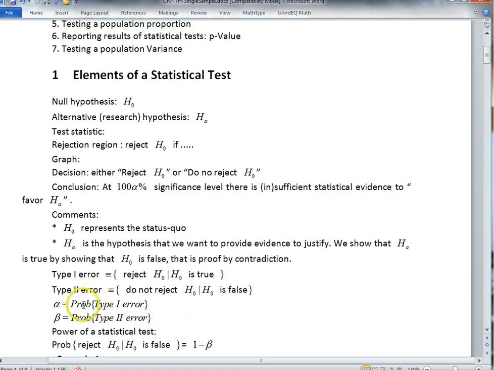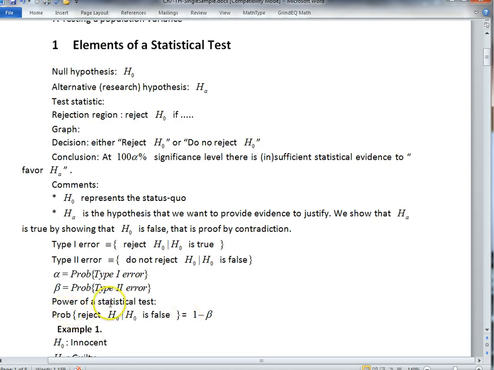Sometimes what we do usually, alpha is more serious than beta. So I fix alpha at 5%, the default value. Sometimes I pick alpha at 10%, sometimes 1%, depending on how serious that error is. And let beta be whatever it is. But if I let beta flow, it can be large.